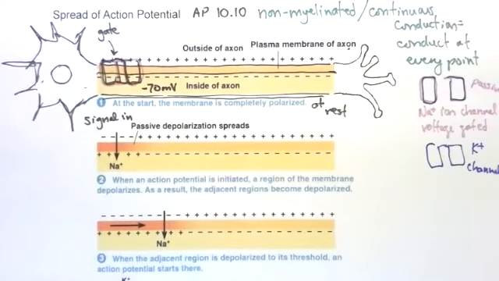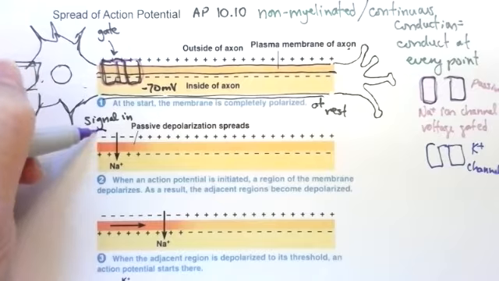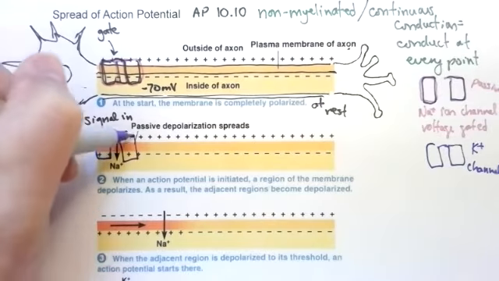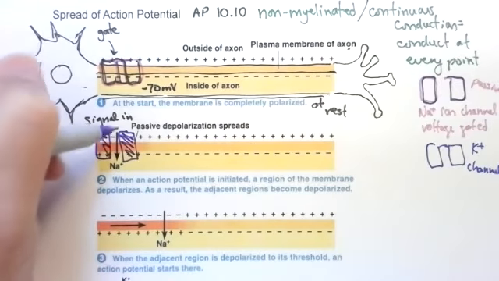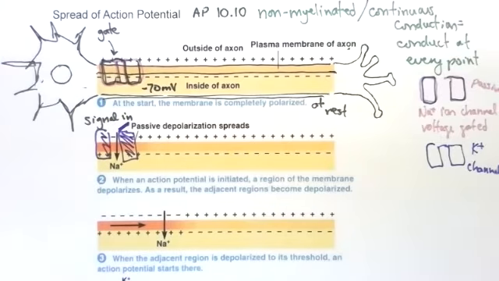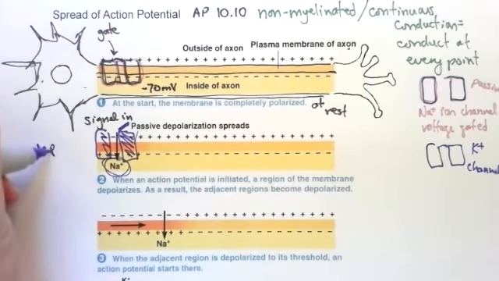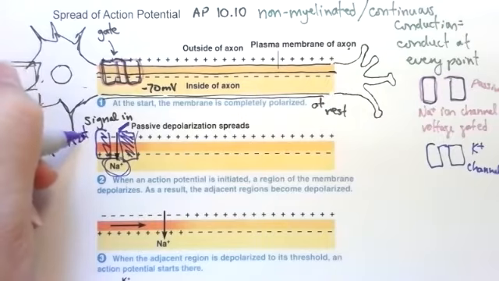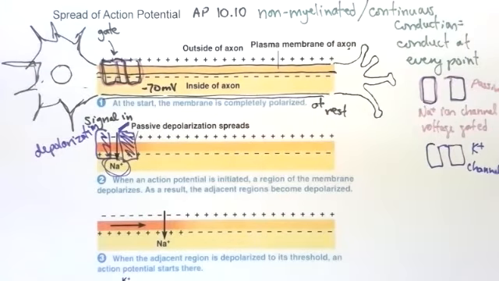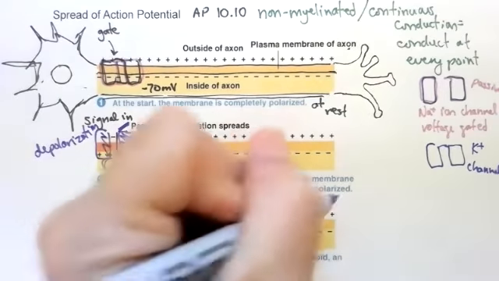So here's the channel. Now the signal causes the gate to open. So we've got an open gate, and here comes the sodium. The sodium's going to come pouring in. Our caption says, when an action potential is initiated, a region of the membrane depolarizes. So what we have going on here is depolarization, and the adjacent region becomes depolarized. That actually is what we're seeing down here.